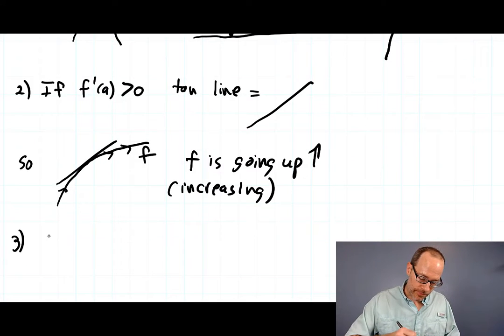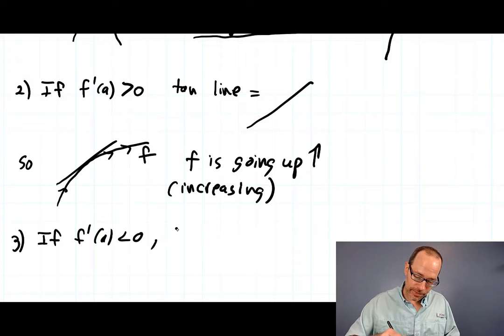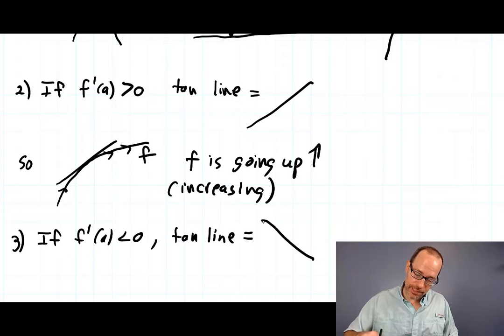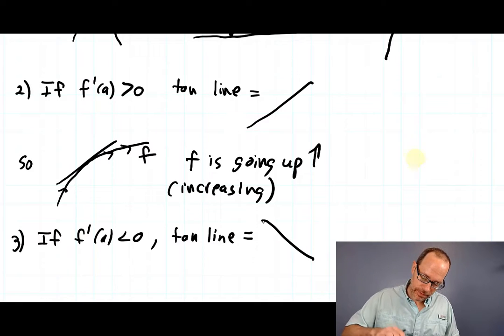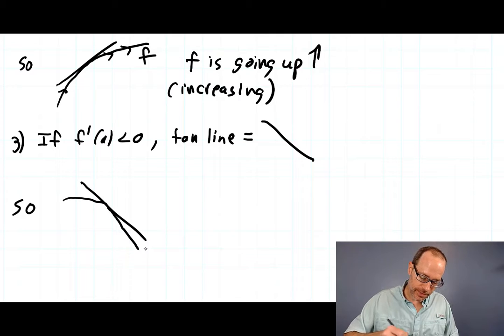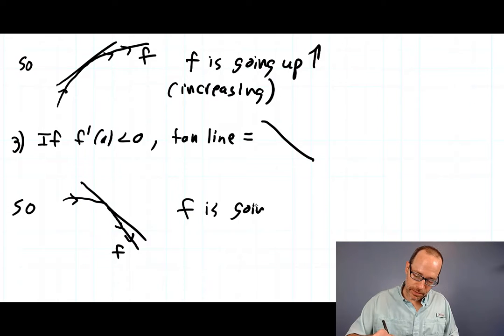And then 3, if f prime at a is negative, then the tangent line has negative slope. And negative slope means it's going down. So the tangent line looks like that. So if this is what the tangent line looks like, your function has to be doing something like this. In other words, as you move along f, it's going down. So f is going down. Fancy word, decreasing.